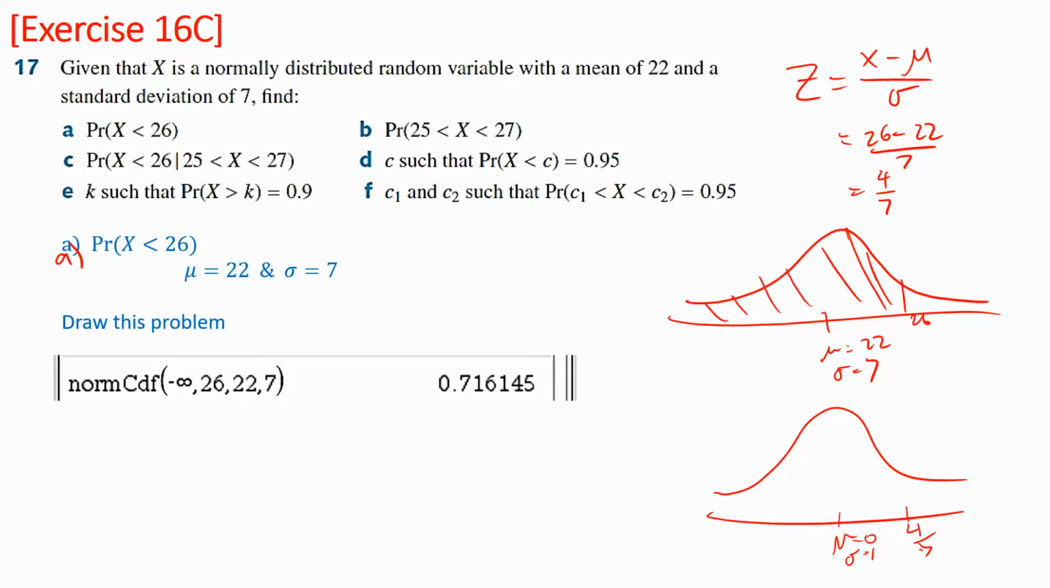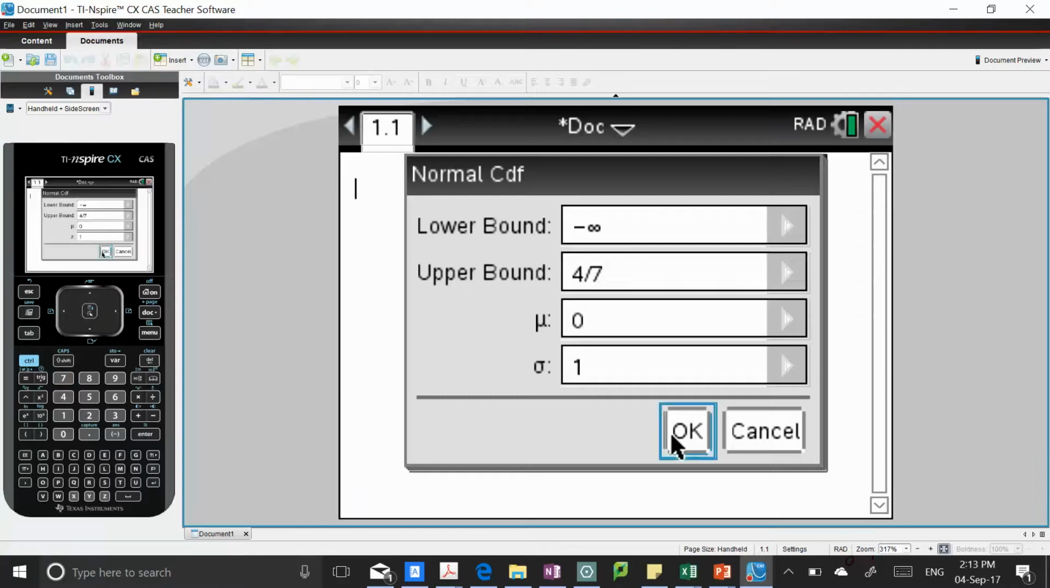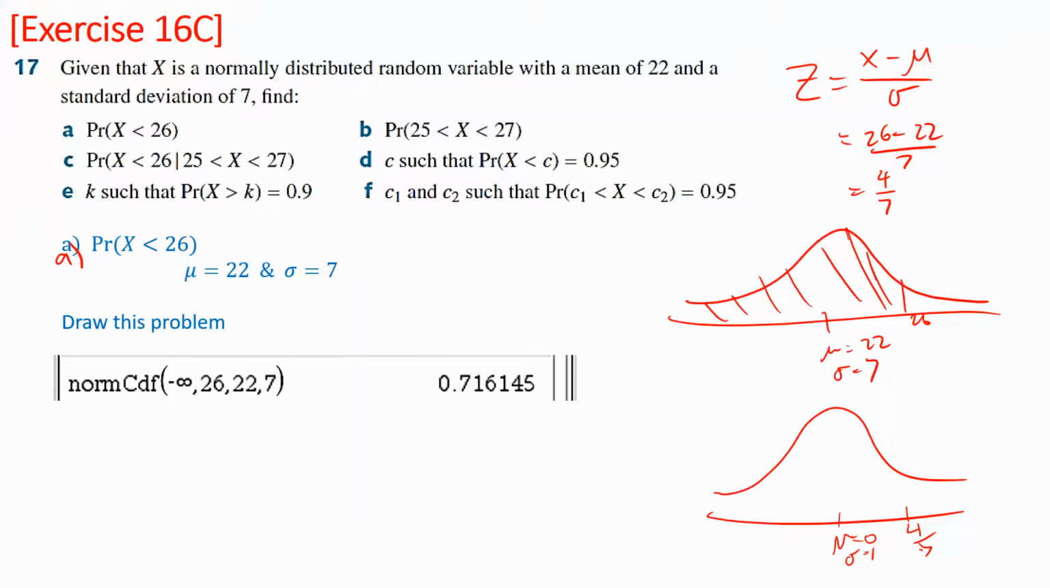So x is 26, mean 22, standard deviation was 7. 4 out of 7 should be correct, yeah? So now I'm going back, and I'll change this to 4 out of 7, and it'll do the same thing for you. See that? That's 0.716145, and that's also 0.716145. They're both exactly the same. One's just normally distributed, one is the standard normal. Though they have different means and standard deviations, it's just a transformation, a dilation. That's why it's the same.